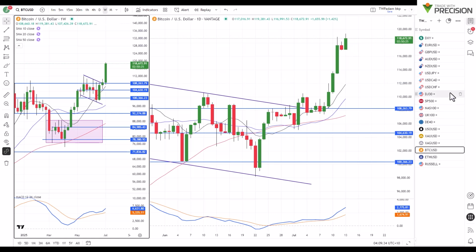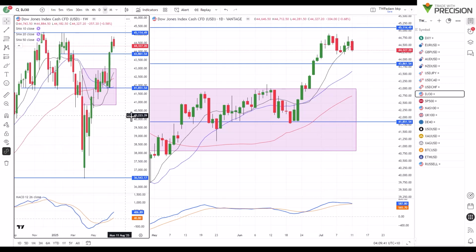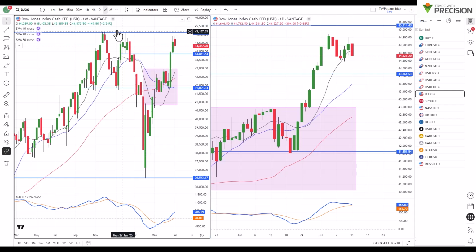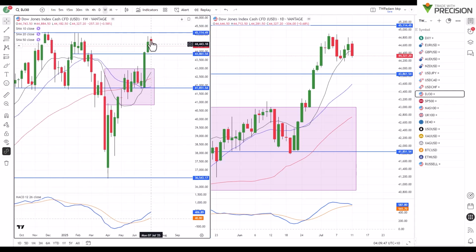Right, let's move on and have a look at the Dow. The Dow doing a little bit of a potential change of trend here. It's a consolidation effectively. I would only mention that it is sitting at a key level of resistance, and it's a bit overextended on the weekly. So one of the things, and it's a bearish candle, we did actually close low.